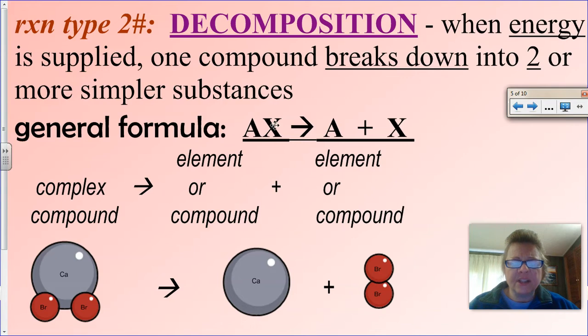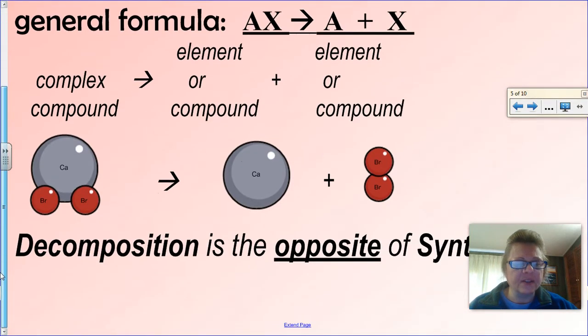So our general formula is AX yielding A plus X. And in this example down here, we've got calcium bromide breaking apart into a calcium atom and the two bromine atoms bonded together as a molecule, diatomic bromine.